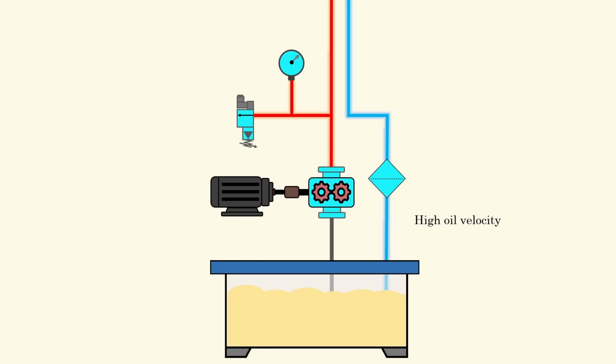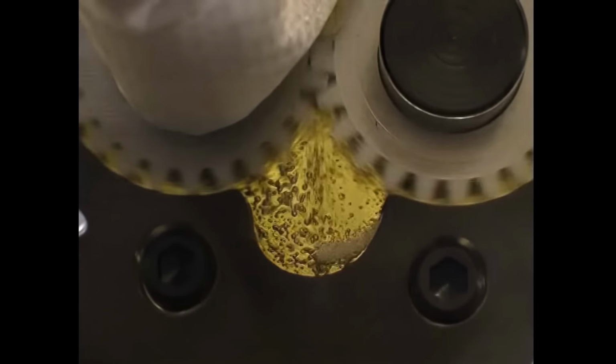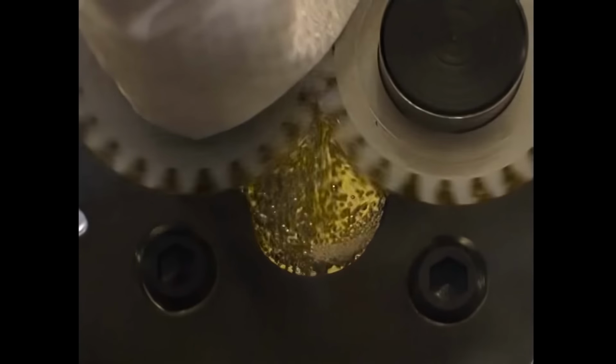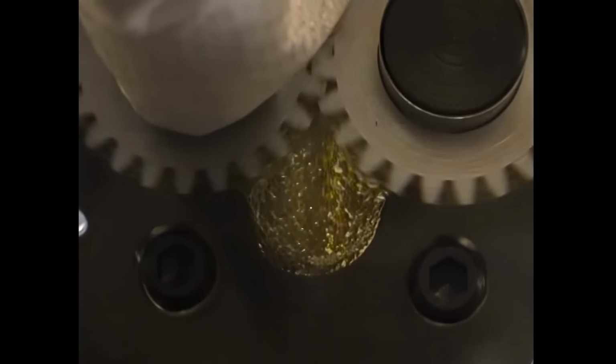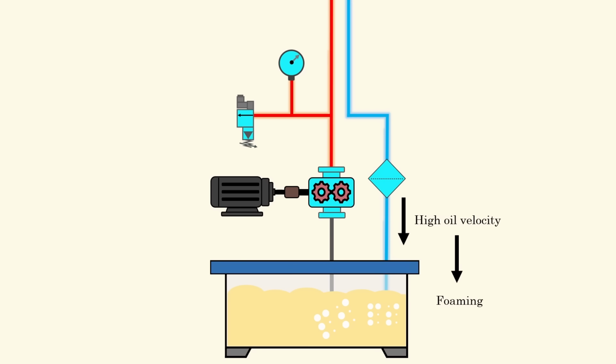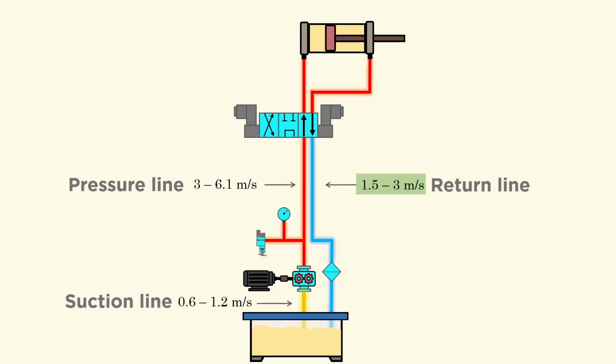Higher oil velocity in the return line can generate turbulence inside the tank and cause foaming. Foaming means air entering the oil, and air is the enemy of the hydraulic system. It damages the pump, valves, seals, and reduces the system life. And this is why the return line oil velocity must be kept lower. The recommended oil velocity for the return line is 1.5 to 3 meter per second. Let's select the value of 2 meter per second.